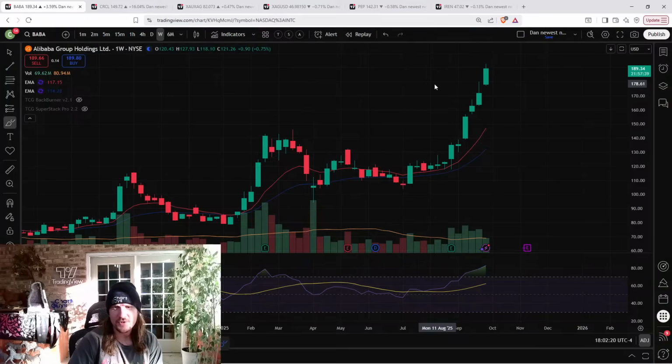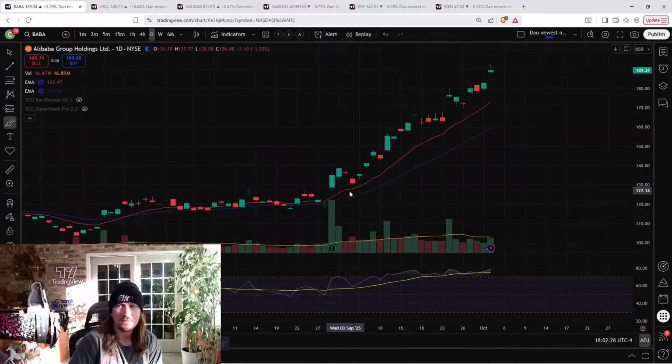Yeah, definitely stretched. Again, same thing. Anything that's gone straight up on the weekly like this, we know weekly consolidation's coming. Just got to remind yourself that. But again, daily MA12. If you're holding it, nothing to worry about.